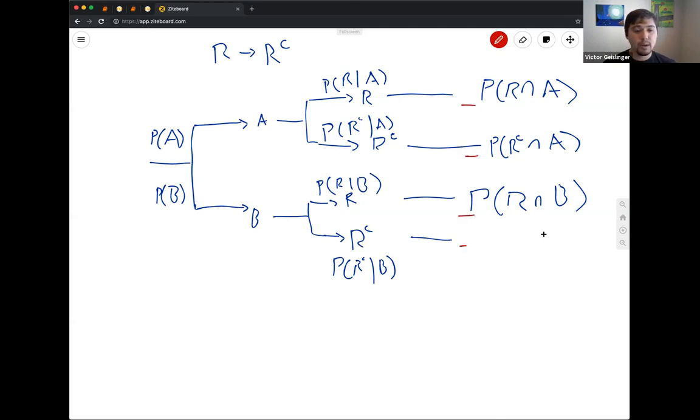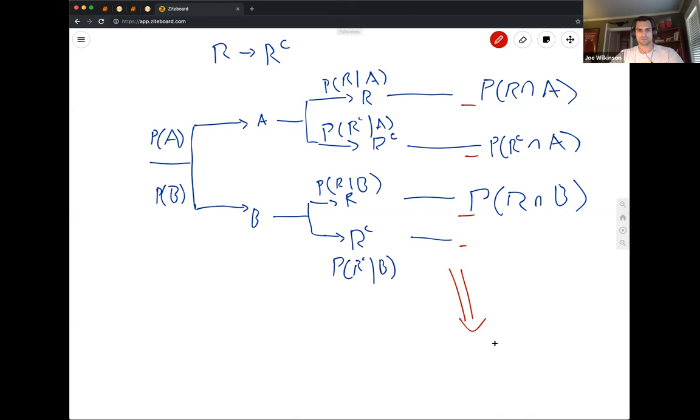So if I were to add up all those probabilities, what should they add up to? 100%, one. Usually we represent probability with a decimal, so one is usually 100%. We're adding it up to one. That'll be the whole thing.